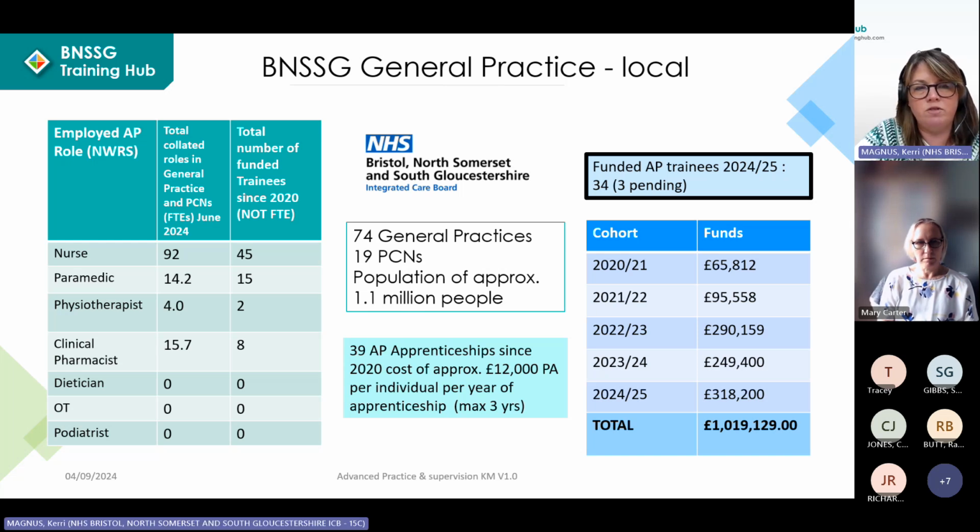The number on the left-hand column you'll see here, 92, is the number of full-time equivalent advanced practitioners that are registered on the National Workforce Reporting Service. On my distribution list, I have over 200 individuals. So you can see there's a lot of us within BNSSG.